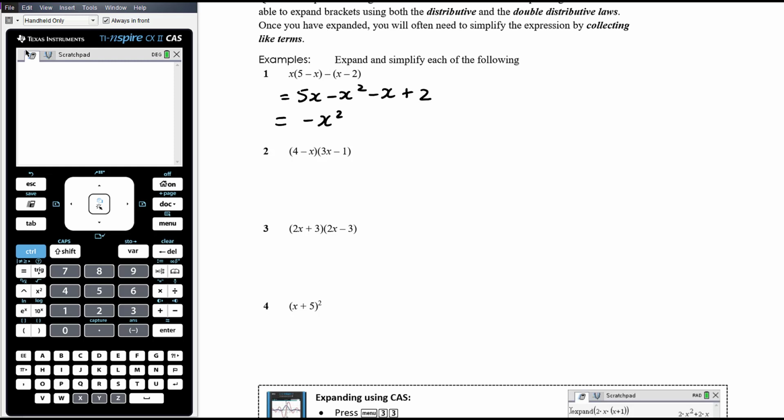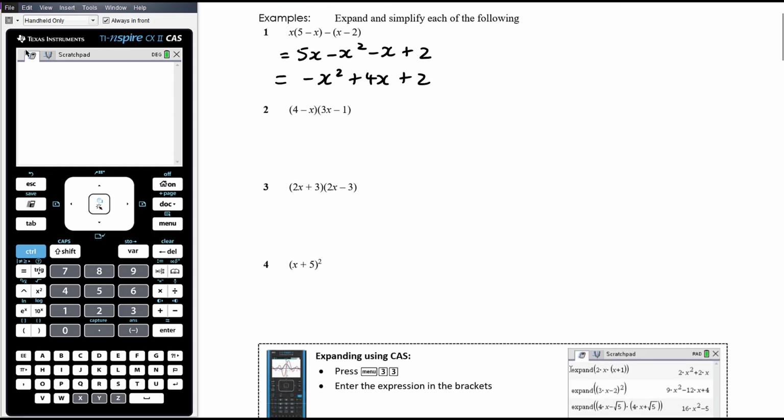We've got negative x squared, 5x minus x is plus 4x, and plus 2. Conventionally, for a quadratic trinomial, write the x squared term first, then the x term, then the constant term. And no, you can't just multiply all that by negative 1. This doesn't equal x squared minus 4x minus 2.